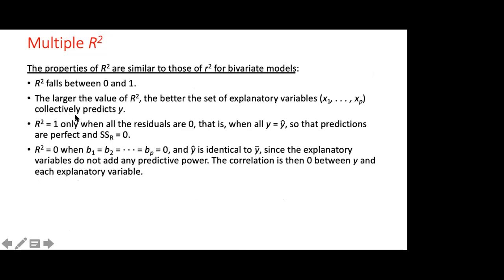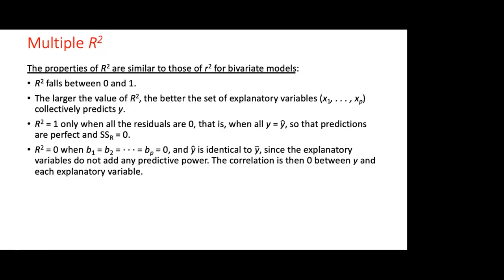Okay. All right, so the properties of R squared are very identical to those of R squared for the bivariate models. It always falls between 0 and 1. The larger it is, the better the set of explanatory variables collectively predicts Y. So all together, all combined, means always our model. R squared is always about the model. The model has all predictors. In simple linear regression it was only 1, now we can have as many as we want. And R squared always refers to the entire set of predictors, the entire model.